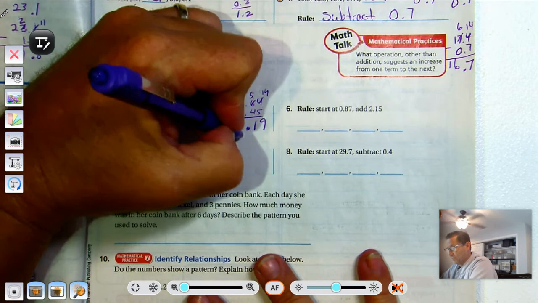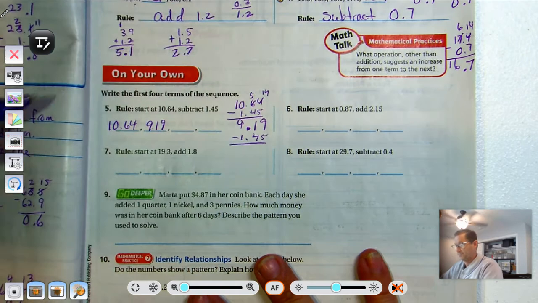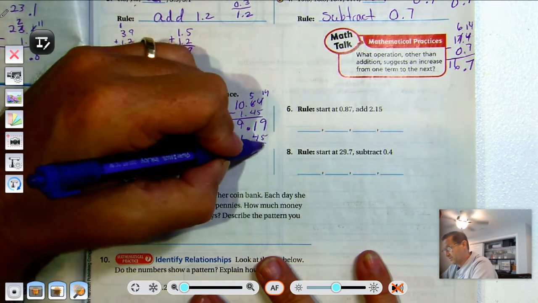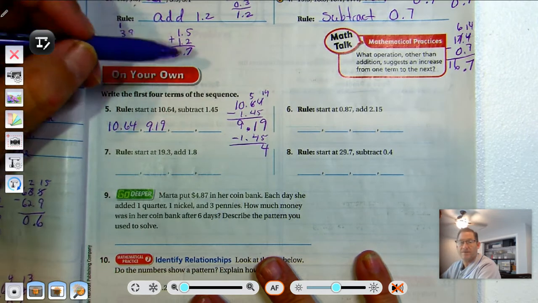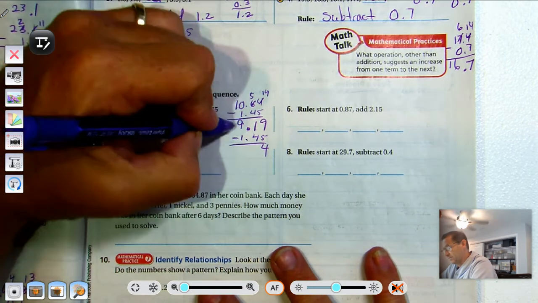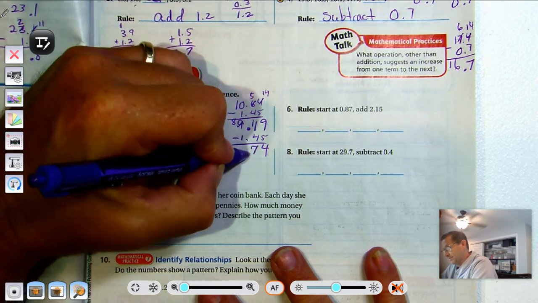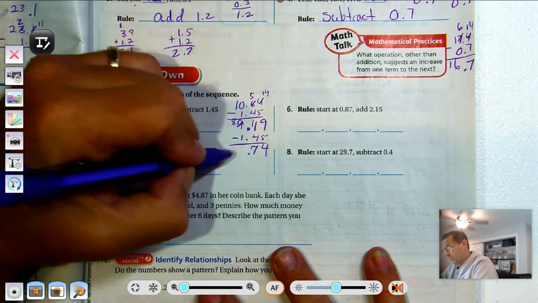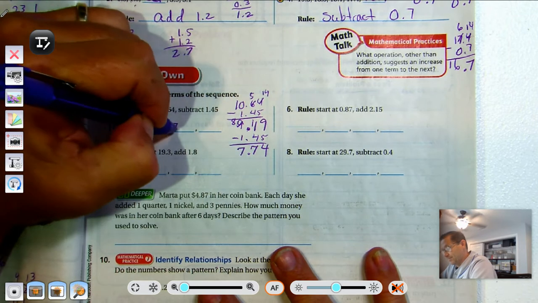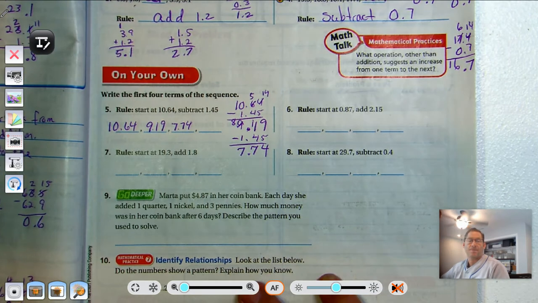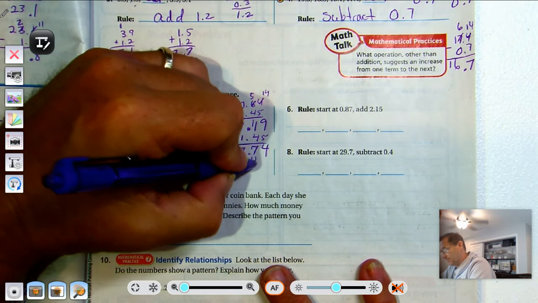Let's subtract another 1 and 45 hundredths. 9 hundredths take away 5 hundredths is 4 hundredths. I can't take 4 tenths from 1 tenth, so let's regroup. 11 tenths take away 4 tenths is 7 tenths. And 8 take away 1 is 7. All right. So 7 and 74 hundredths, and we have one more term.